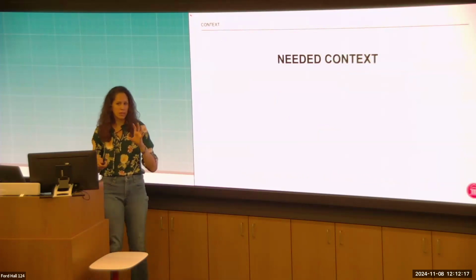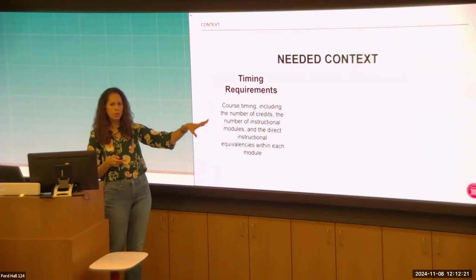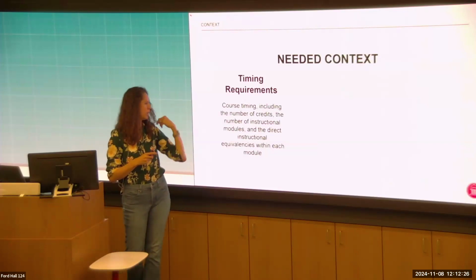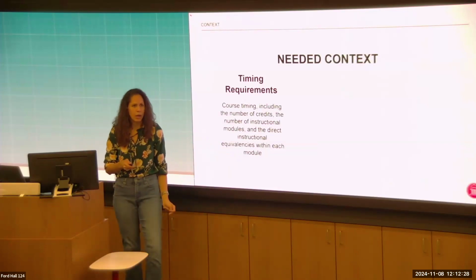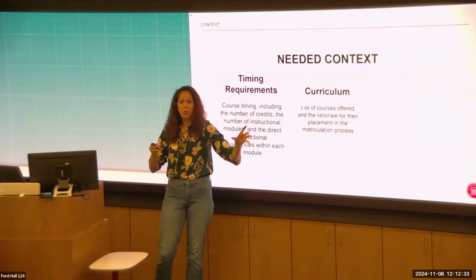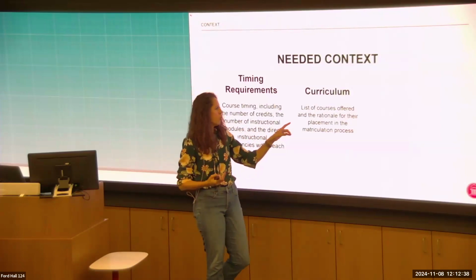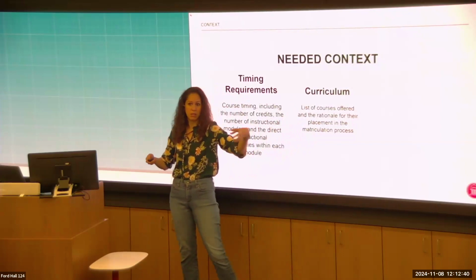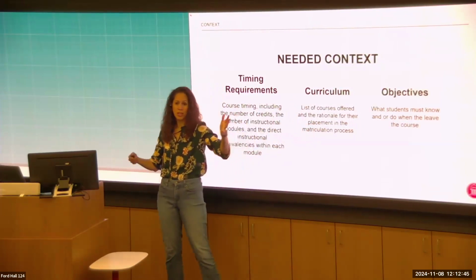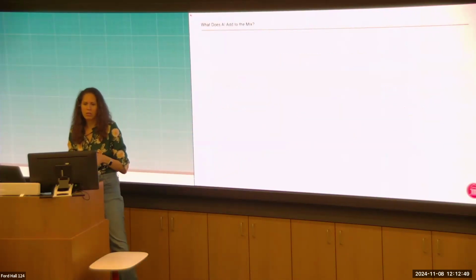Now, the context, when I talk about giving context to the tool, this is what I mean, right? Thinking about the timing requirements for the course. So number of credits, number of instructional modules, direct instructional equivalencies. So like how much time students are going to be spending on things. The curriculum. So where is the course in the bigger picture of the curriculum? So all of the placement, basically, of the course, and what students must know and or do when they leave the course. So those are things we're going to specify from the get-go.